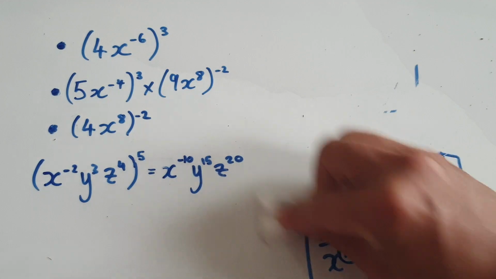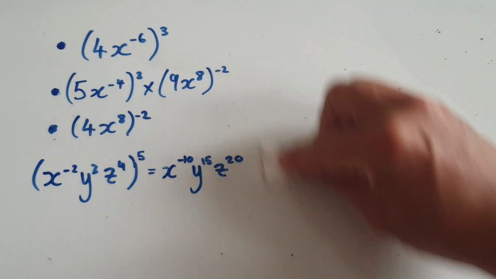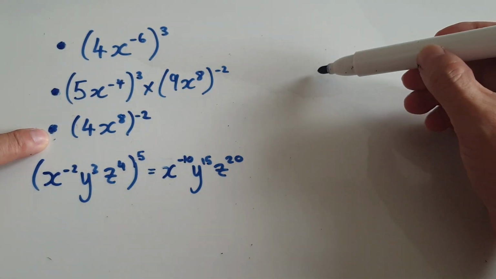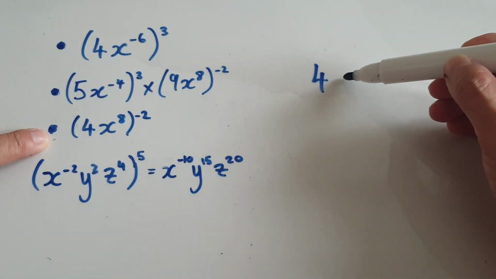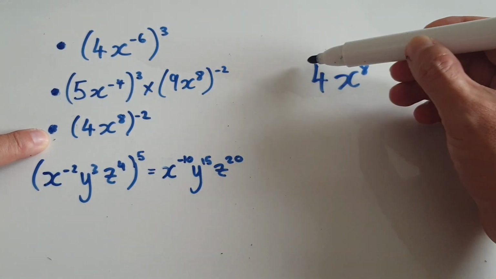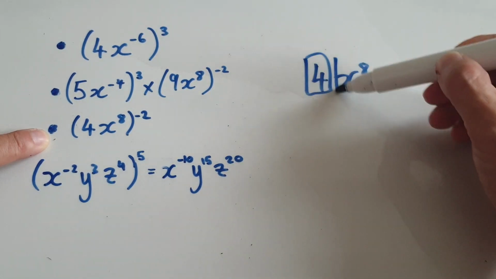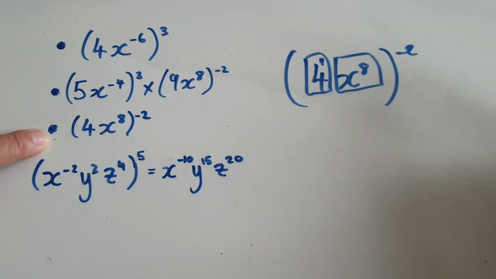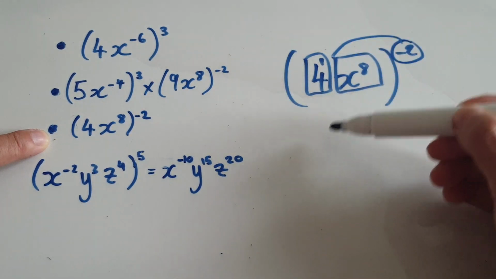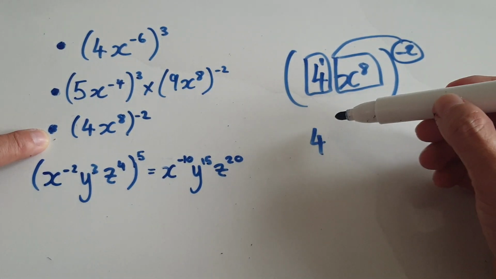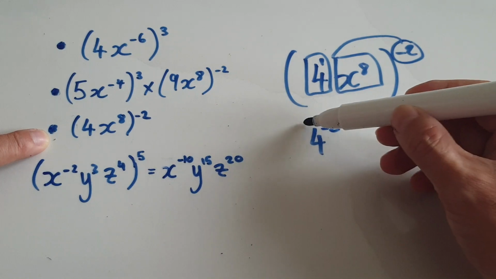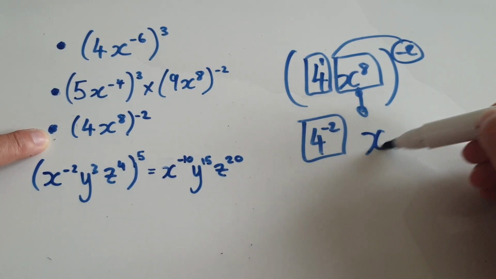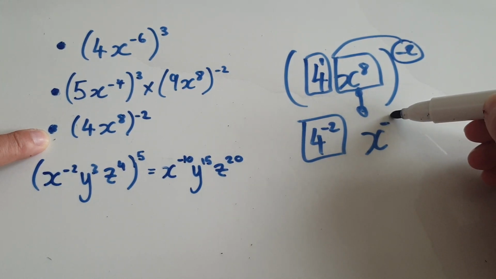Okay, for the last one. Imagine this as being a block of 4, a block of x to the power of 8. So that's one block. This is another block, all to the power of whatever here. This is 1 here. So it would be this times this. That would be 4 to the power of negative 2. That's one block. And then this times this, that would then be x to the power of negative 16.